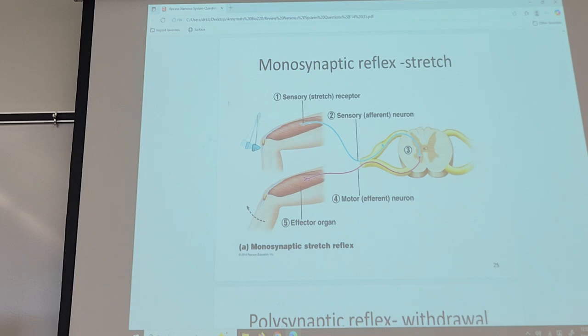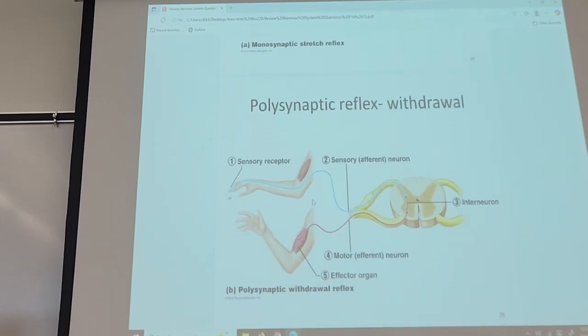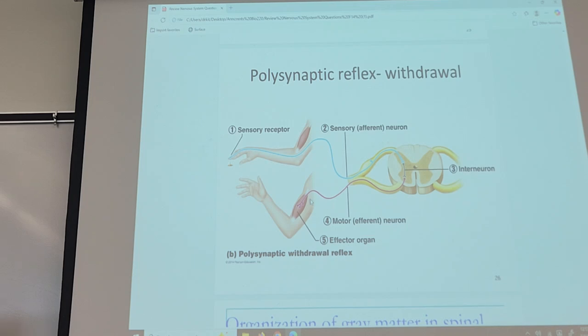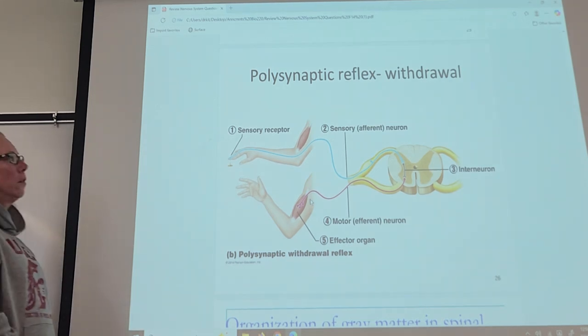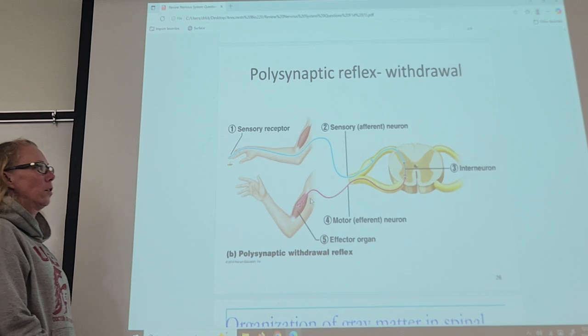Okay, so super duper fast. Super fast, super fast. Okay, so the second example of a reflex is polysynaptic. Polysynaptic is called a withdrawal reflex. Okay, so that's the best example of a polysynaptic reflex in the body. Again, unlearned, premeditated, nothing you can control.